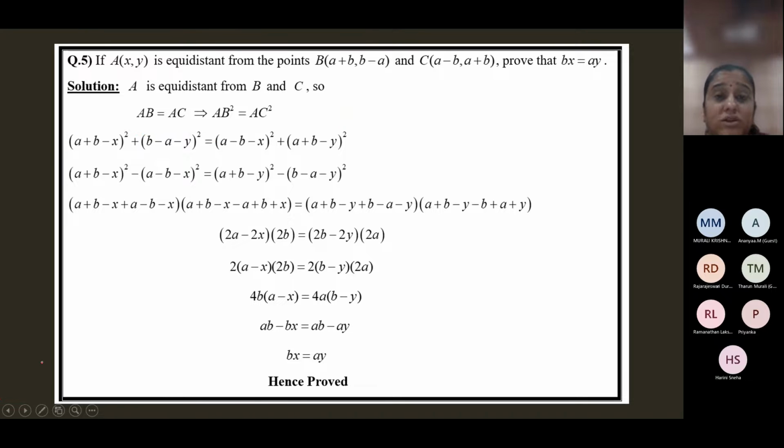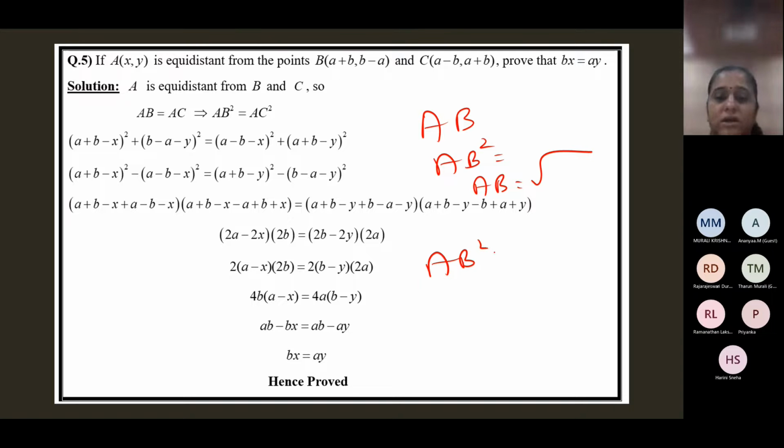But that's not the distance formula, children. Don't think you can also write the distance formula without the square root symbol. No, no. When you're finding only AB, don't think you can find AB square. If you find AB square, next you should find AB is equal to square root of. Supposing you find AB square is equal to 8 units, what is AB? AB is equal to square root of 8 units.